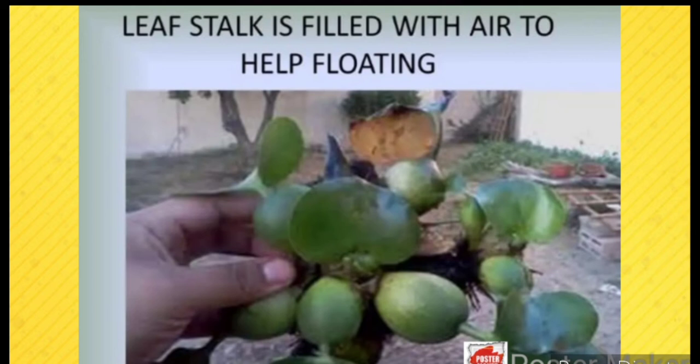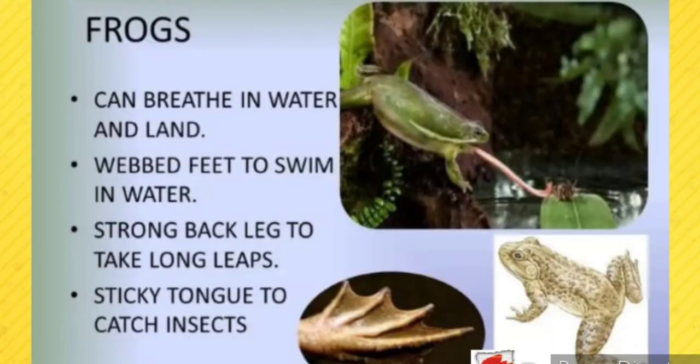Now another animal which we have to study is the frog, because it is an amphibian. It can live on both aquatic habitat also and terrestrial habitat also. So the important adaptations in a frog are that it can breathe in water and land. It has webbed feet to swim in water. It has strong legs to take long leaps. It has a sticky tongue to catch insects. So what we can say, that frog has adaptations to live both in land also and in water also.